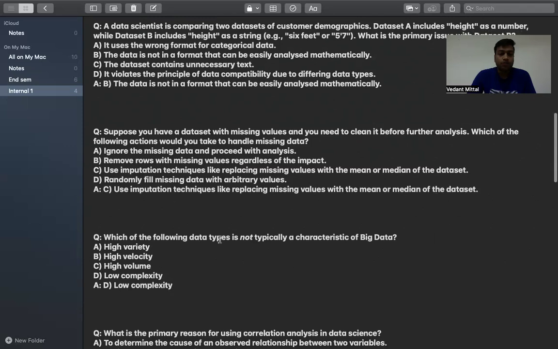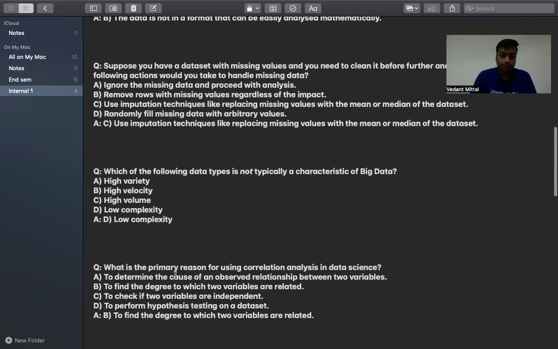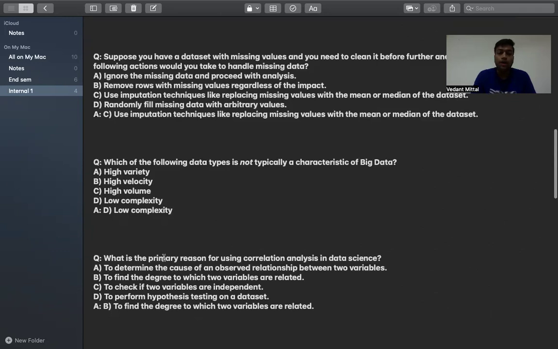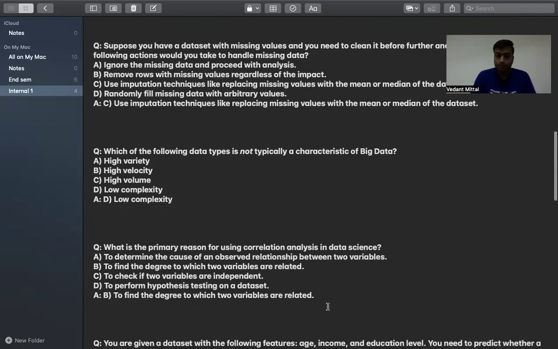The next question is, which of the following is not typically a characteristic of big data? So the answer is low complexity, because low complexity generally occurs in structured data. Big data has high volume, high velocity, high variety. Next question is, what is the primary reason for using correlation analysis in data science? So, to find the degree to which two variables are related.